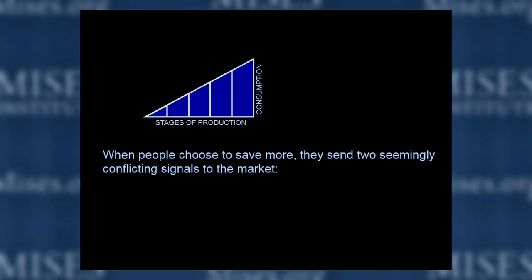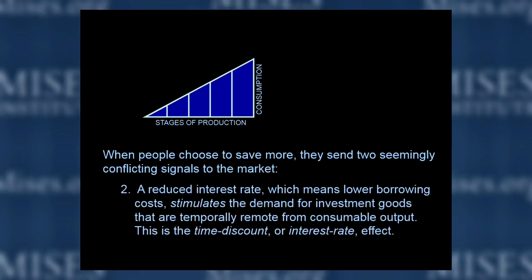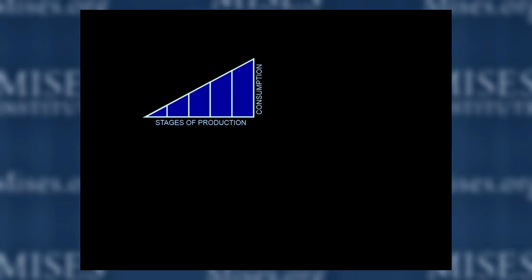So when people choose to save more, they send two seemingly conflicting signals to the market, and they're seemingly conflicting because people are thinking in Keynesian terms. Decreased consumption dampens the demand for the investment goods that are in close proximity to the consumable output. This is the derived demand effect. In other words, if they're saving more, they're not spending as much on consumer goods. And so inventories drop. People quit holding so many inventories because people aren't consuming that much. But reduced interest rates, which means lower borrowing costs, stimulate demand for investment goods that are temporally remote from the consumable output. This is the time discount or interest rate effect.